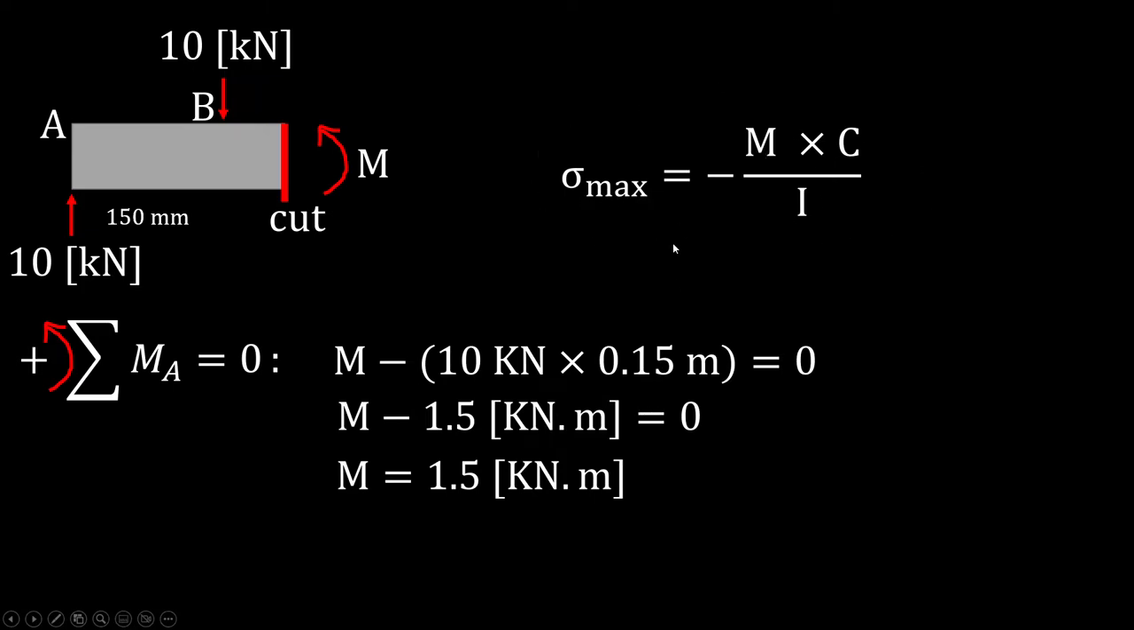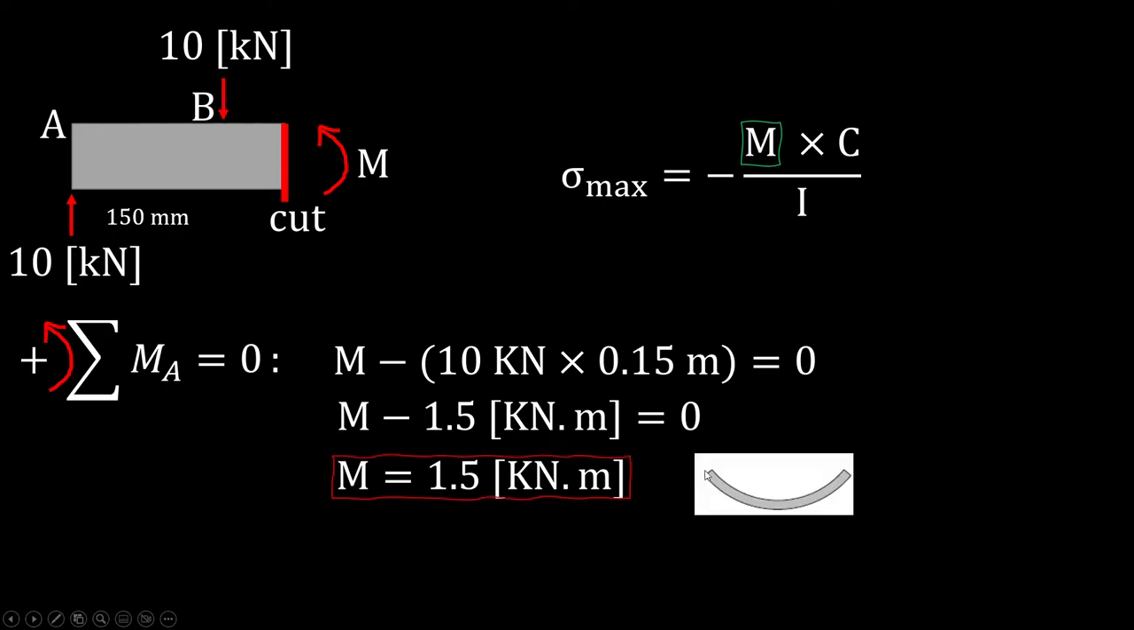Back to our original equation, we are able to find the moment, check, and the moment is positive, which tells us that the beam is concaving up.